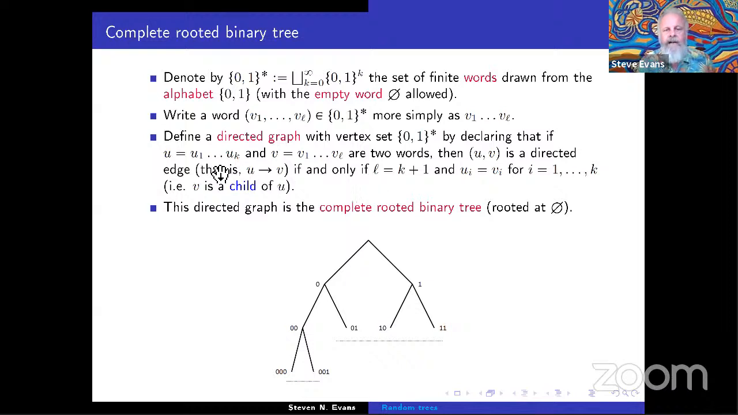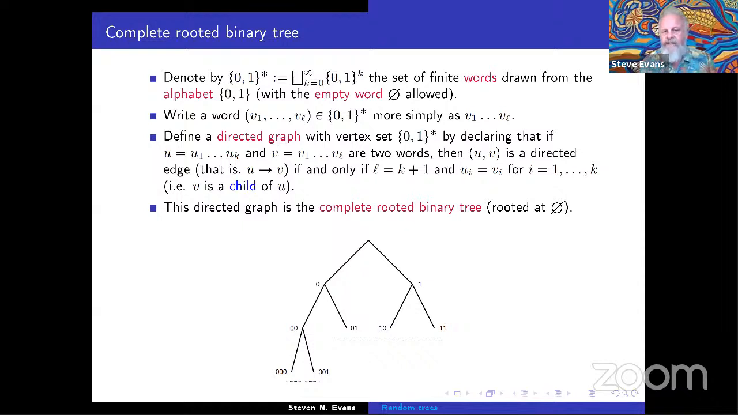if, basically, we'll put a directed edge between 0 and 0,0, or between 0 and 0,1, or between 0,0 and 0,0,1. I mean, just if one word extends the other by a single letter. So it's just the obvious notion of V being a child of U, being a direct descendant of U.